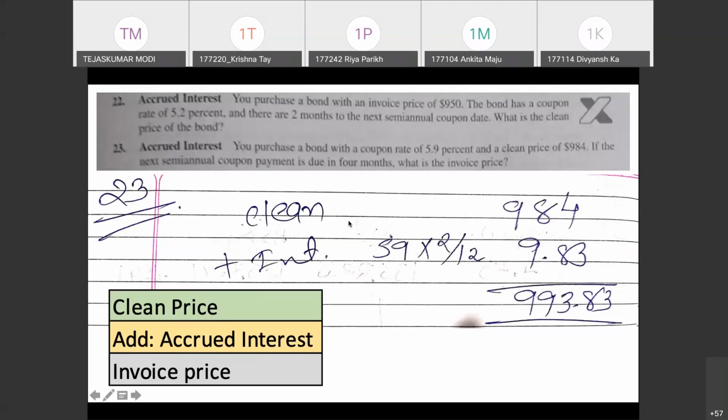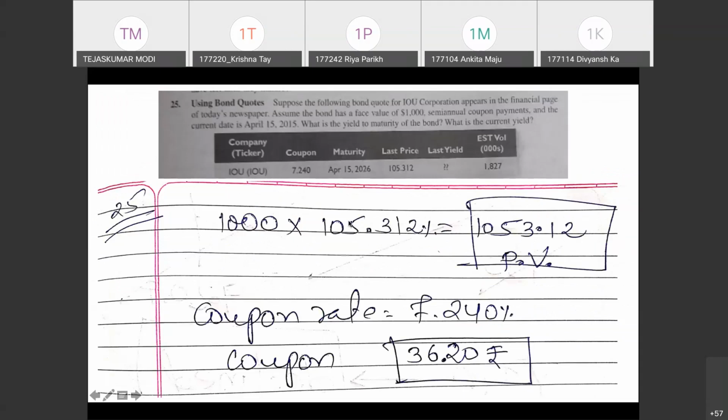So I will just rush through this question because we have discussed similar questions. I thought of doing this question because the information is given in a table, and in the real world, information is usually given in a table. Information is given on the website like this, in a table like this.